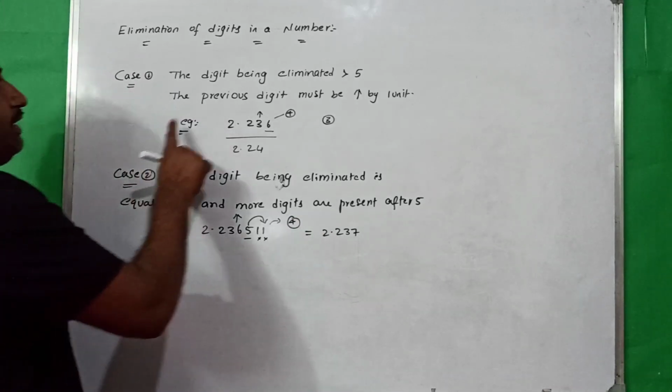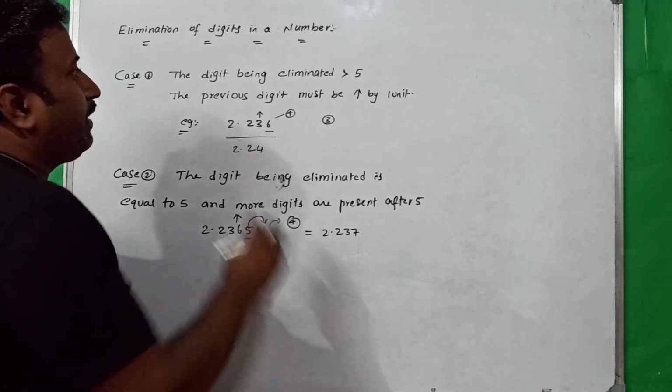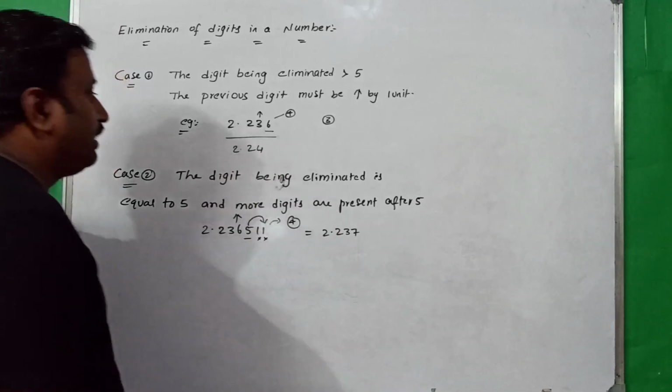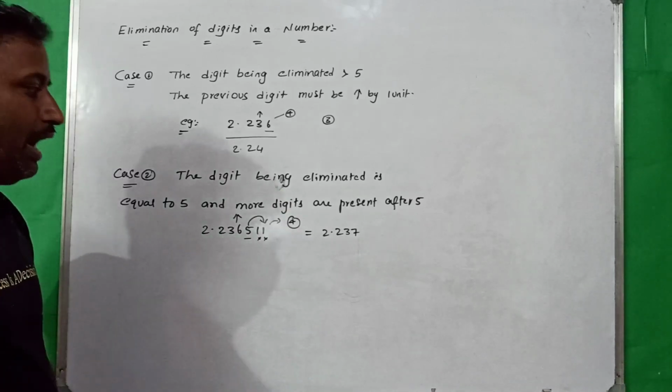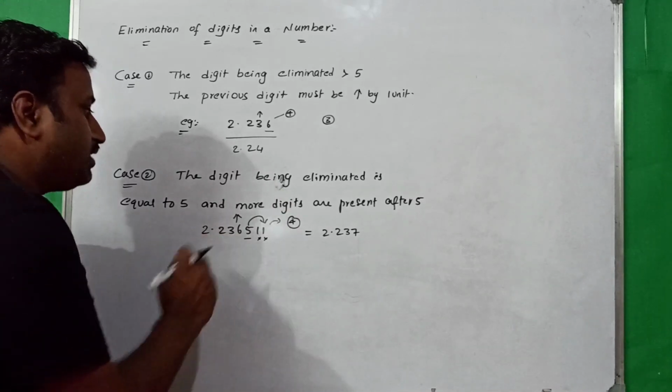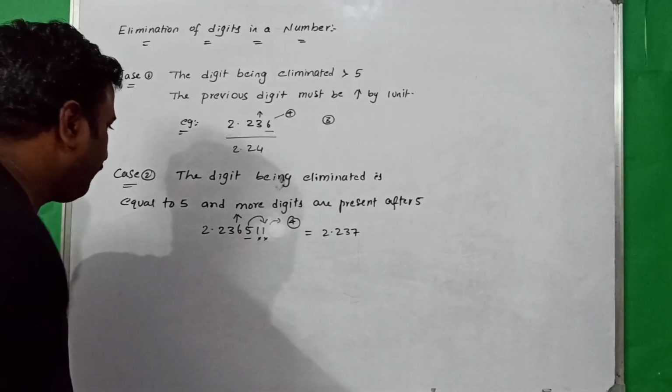So first case, the digit being eliminated is greater than 5. The previous digit must be raised by 1 unit. If the digit being eliminated is equal to 5 and more digits are present after 5, then also we have to raise the previous digit by 1 unit.